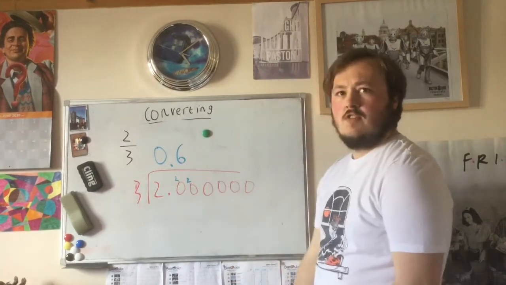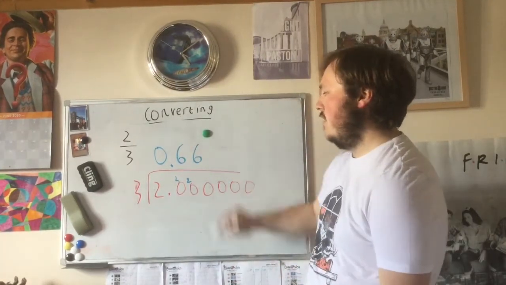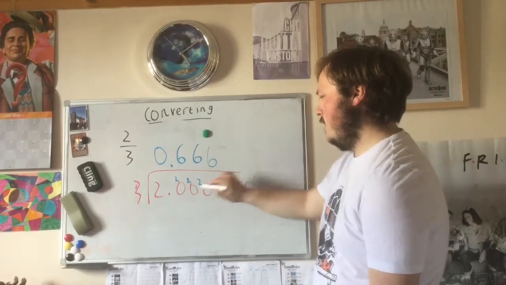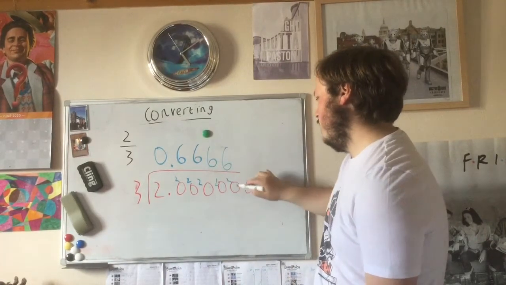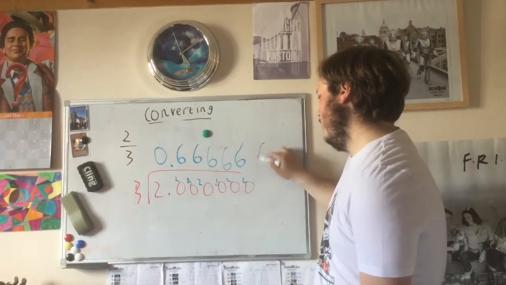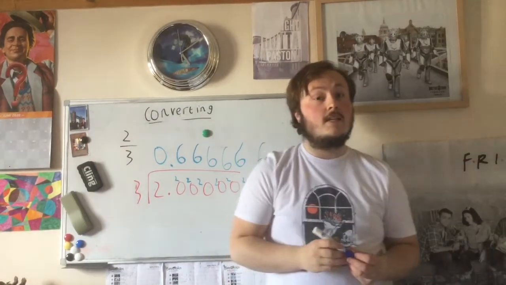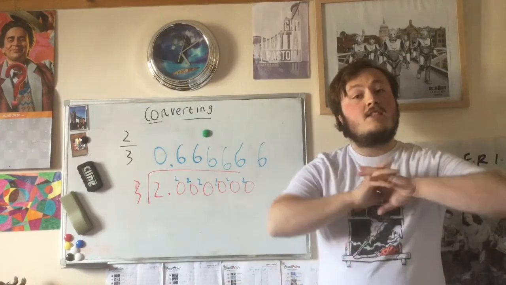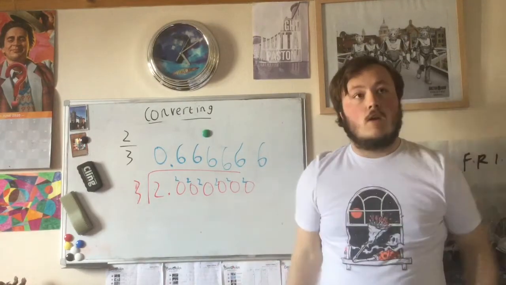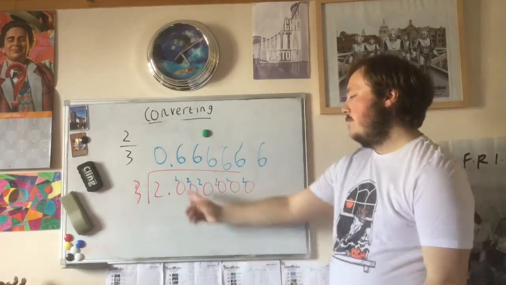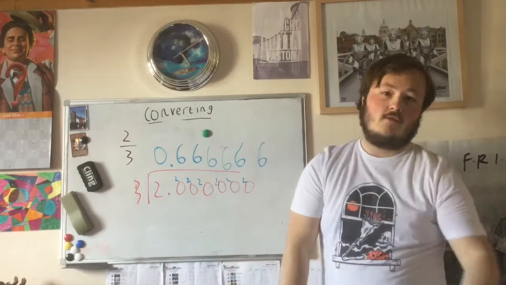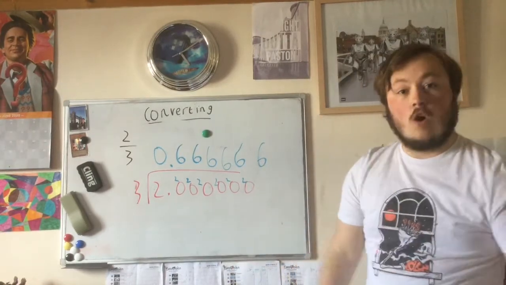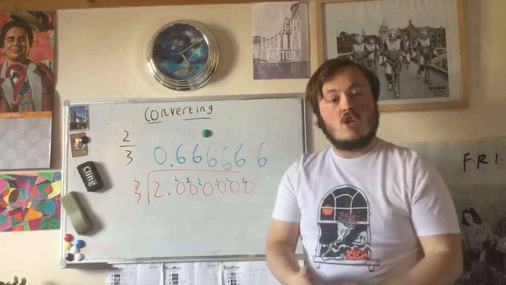How many 3s go into 20? Well, 6 again, remainder of 2, 6 again, remainder of 2, and so on. Now I would carry on doing this, but I know, because it's been the same every time, that this will always go like this. It will always be remainder of 2, 6 again. It will never stop. This is a very special type of decimal.